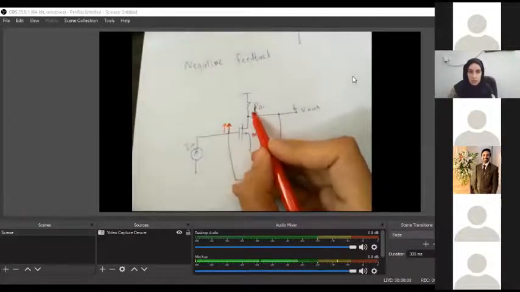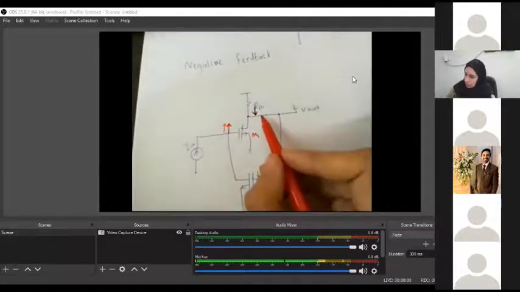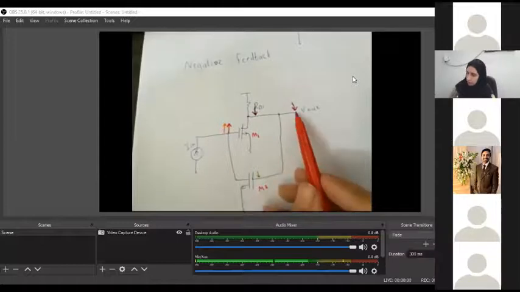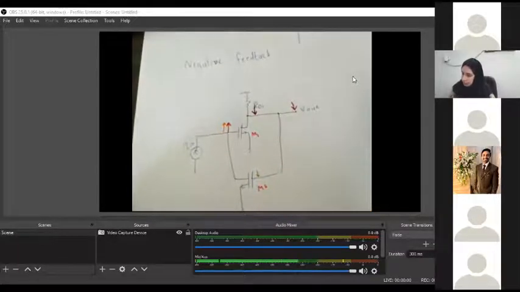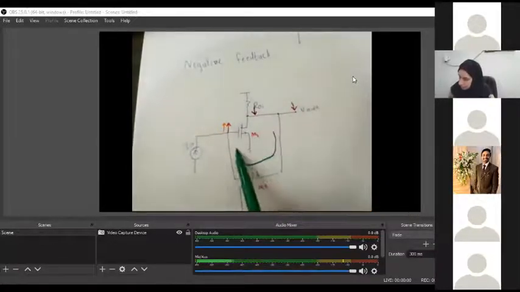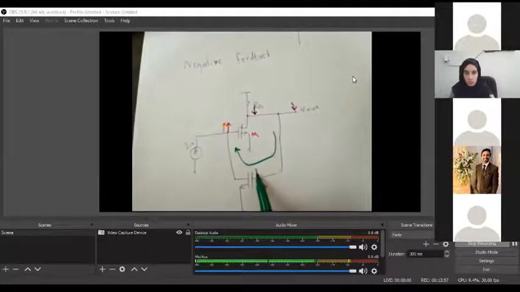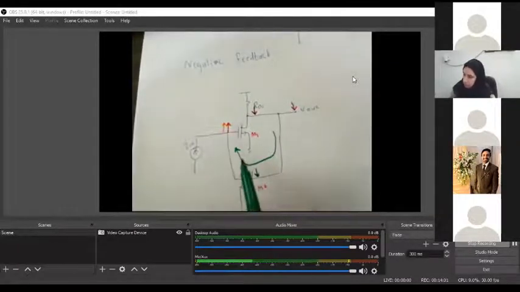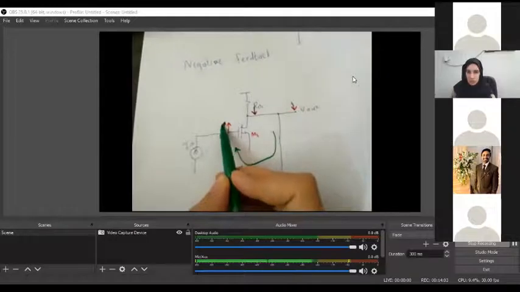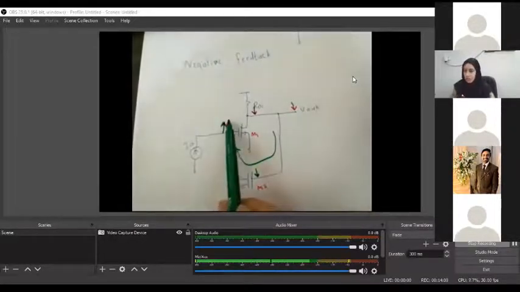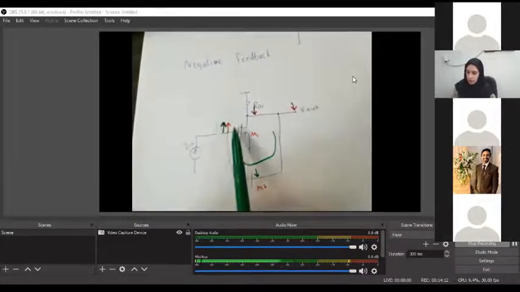Again, it's a common source case. Now V output is going down by increasing the input. Now this is the feedback path here. So V out is the same as this node. So the gate of M2 goes down. The drain of M2 will go up because it's again a common source. Now you can see two arrows pointing here in the same direction. This means it's going to be a positive feedback.